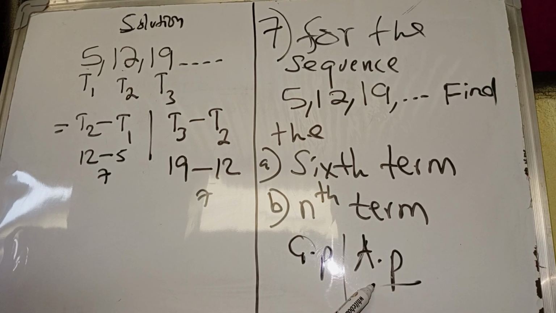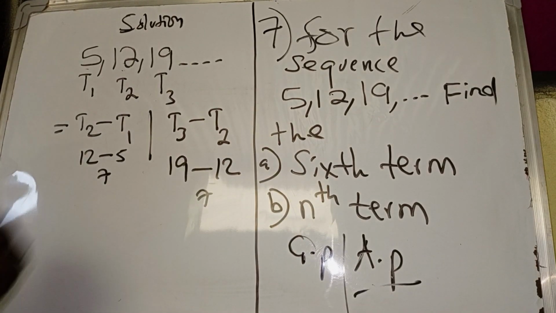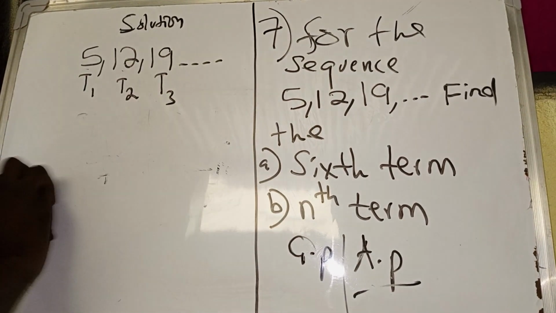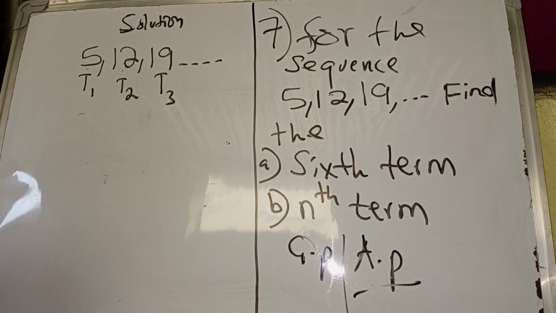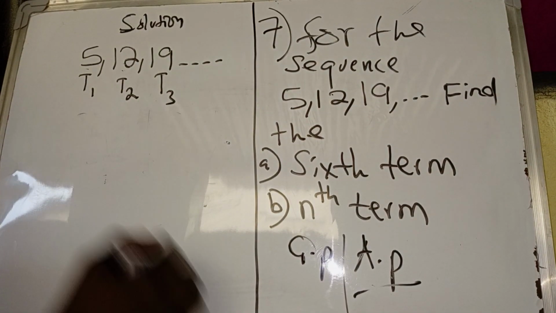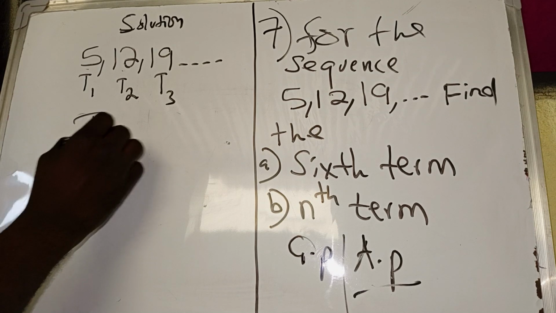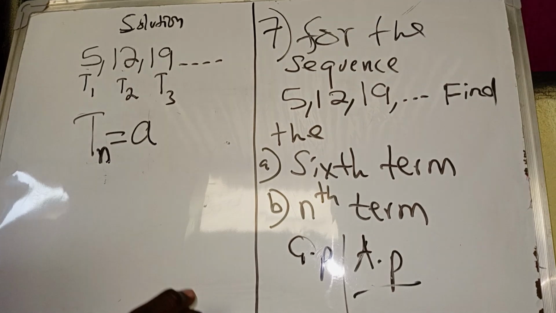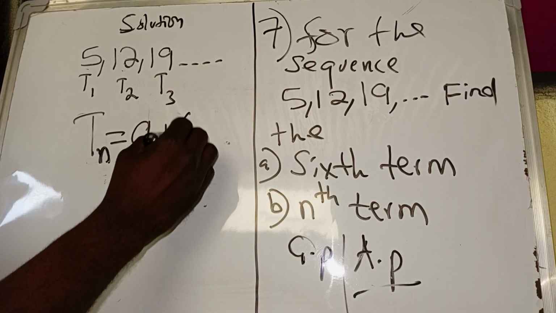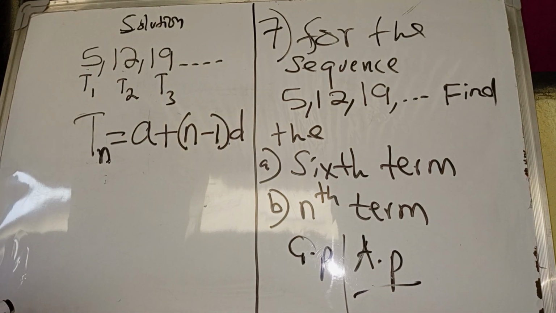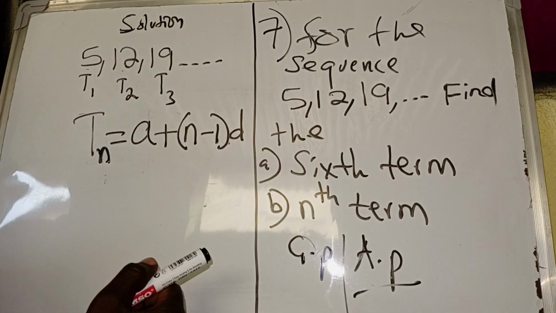So if it's an arithmetic progression, there's a way to go about it. This gap between two terms is called the common difference. To find the sixth term, there's a formula to use: Tn, where n means the number of terms, is equal to a, the first term, plus open bracket n minus 1, close bracket, times d. This formula is in books. This is the formula we use to find the term we are looking for.